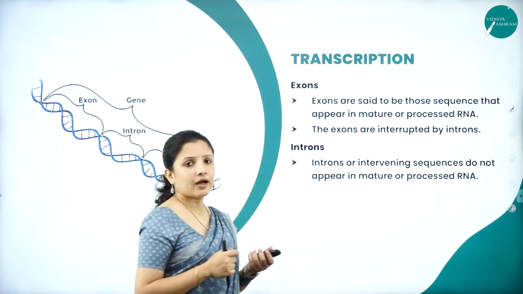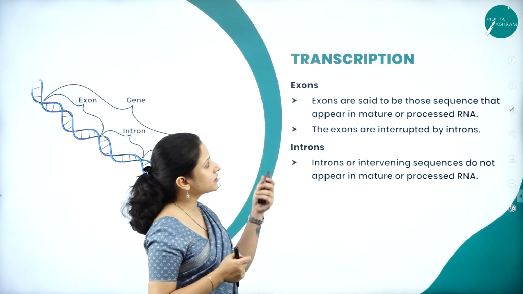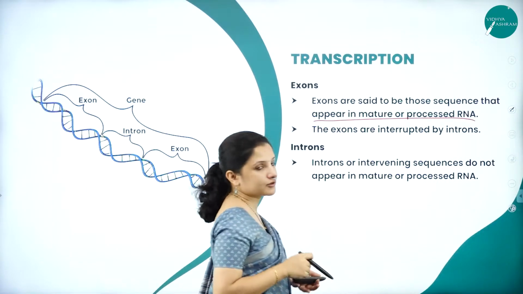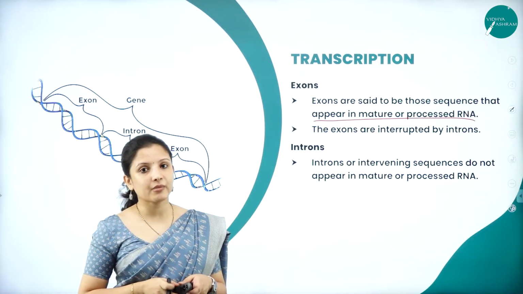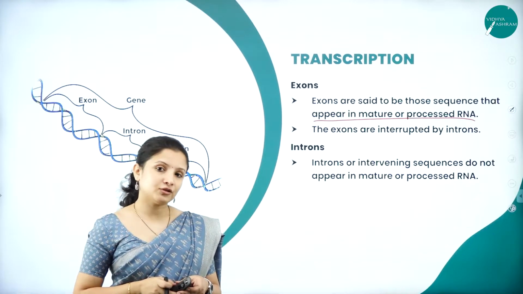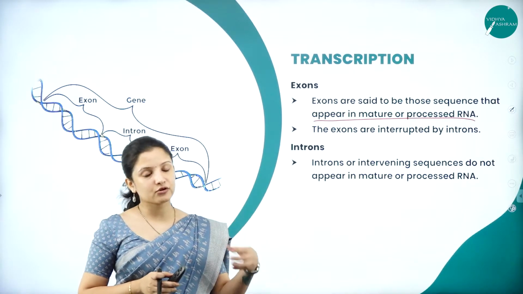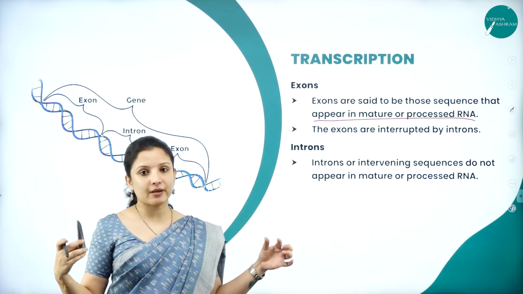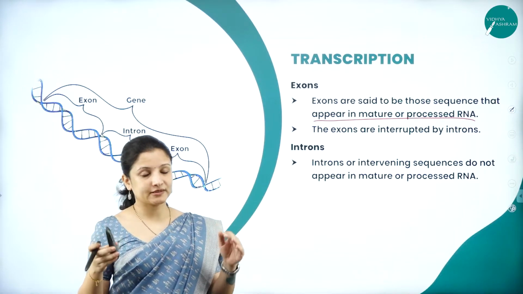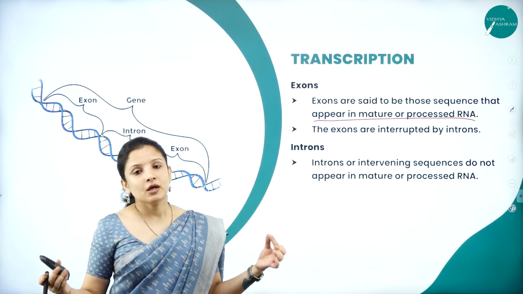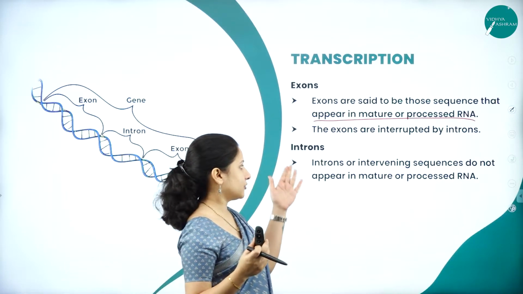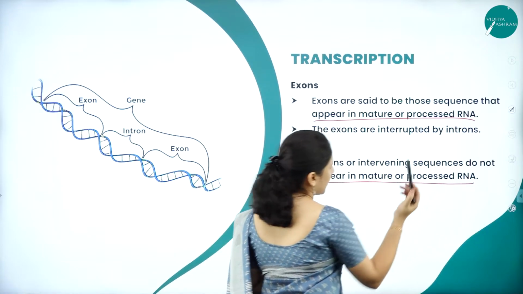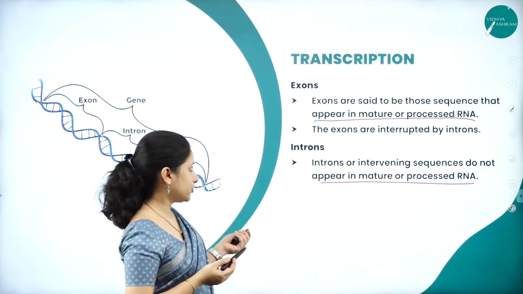So moving further, as I told you, what are exons? Exons are those sequences that appear in a mature or processed RNA. That is true, right? Because I told you in the immature or nascent mRNA, the exons and introns both will be present. Those introns will get removed. The exons will all join together and form a mature mRNA wherein only exons will be present. That is, the entire stretch of RNA will now become a coding strand. And introns or intervening sequences do not appear in a mature processed RNA. Same thing as I had explained to you earlier.